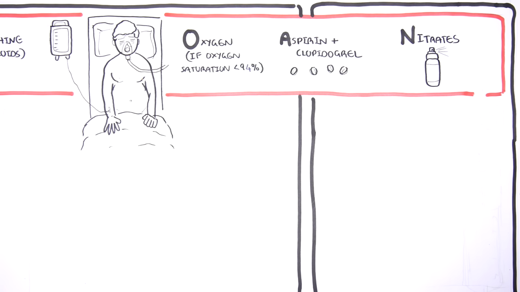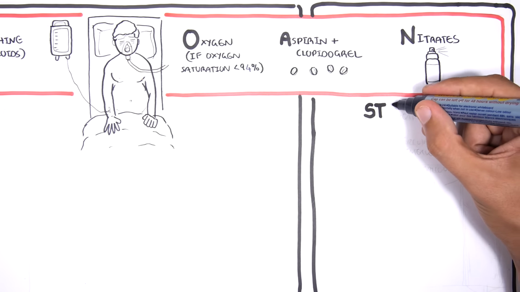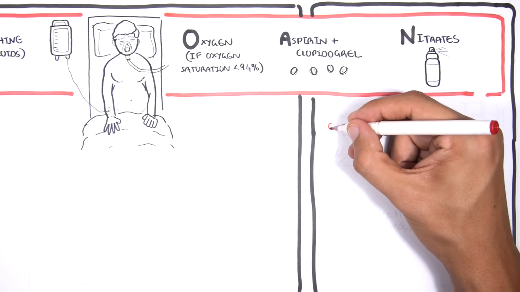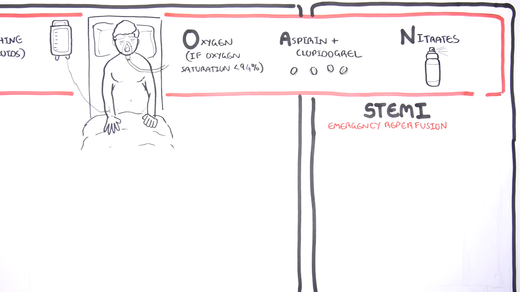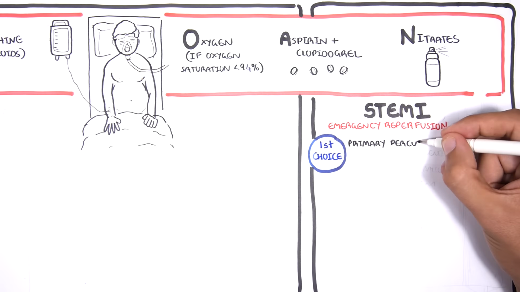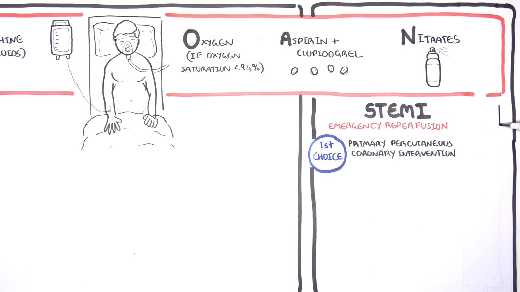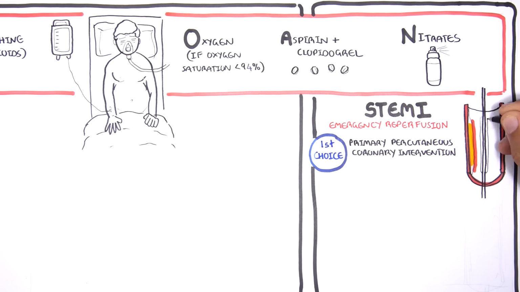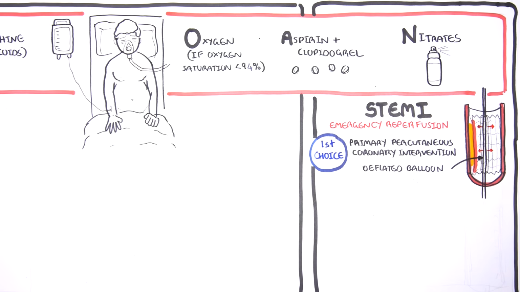So after the initial management, it is the definitive management. So in a STEMI, the ST segment elevated myocardial infarction, emergency reperfusion is commenced. The first choice or first line is primary percutaneous coronary intervention, also known as PCI. This is where an angiogram is performed. The occluded segment is cleared with a balloon and a stent inserted to allow blood flow back to the myocardium. A PCI is always first choice. However, PCI is only good in a certain time frame as a general rule. And the faster the time, the better.